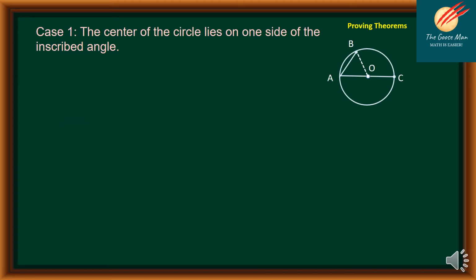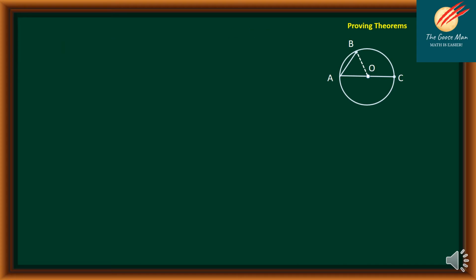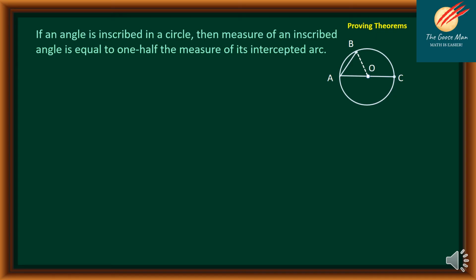This time, let's move on to proving of theorems. So case number 1 is the center of the circle lies on one side of the inscribed angle, such that if an angle is inscribed in a circle, then the measure of an inscribed angle is equal to 1/2 the measure of its intercepted arc.